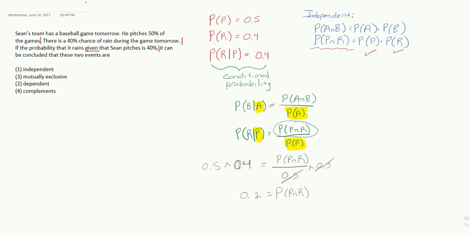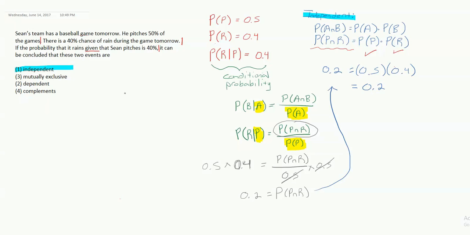Alright, here's all we have to do now. Is this equation going to hold true? So, in place of probability of P union R, I'm going to place 0.2, just like I've solved for down here. In place of probability of P, I'm going to put 0.5. And in place of R, 0.4. And sure enough, that is going to be equal to 0.2. So, the formula that describes an independent event holds true, and that means that this situation is independent in nature, and 1 is the correct answer.